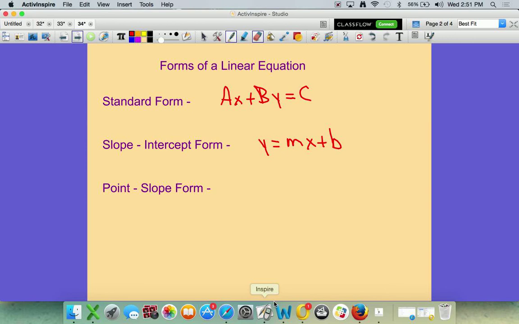Point-slope form is a little bit different. It's actually one of the easier ways to graph it because of what the equation tells us. Point-slope form is y minus y1 equals m times x minus x1. M is still our slope, just like it was up here. This x1 and this y1 is a point that's on the line. So it is very, very easy to graph that, and I'll show you that in just a second.